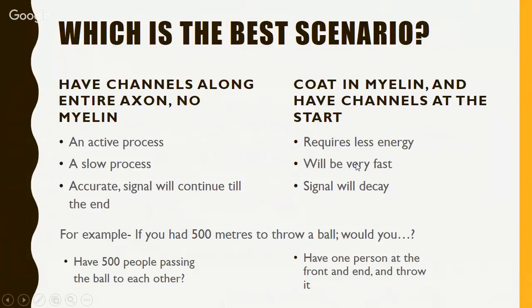With the myelinated option, it'll be really fast because it's just going from one channel to the end. The only issue is that the signal might not reach there all the time. So which is better? Let's do an experiment. On this side of the class, I'm going to pretend that we're all channels, and we're all going to pass this chocolate down to the end. And on this side of the class, I'm going to pretend that I'm a channel and someone's a channel at the end.